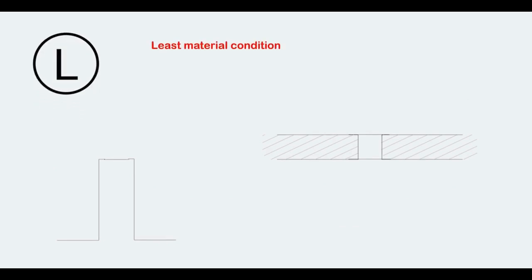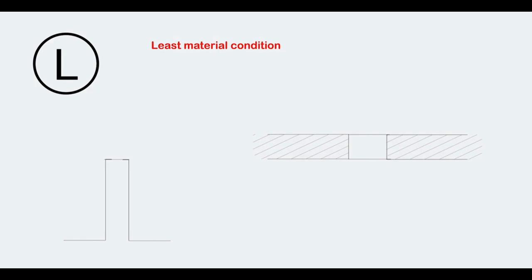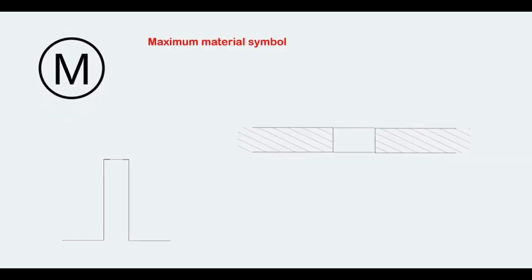For example, the least material condition describes a dimensional or size condition where the least amount of material exists within its dimensional tolerance. That is, for a shaft, its diameter will be the smallest permissible, and for a hole in a workpiece, it will be the largest permissible. The maximum material condition is the opposite of this. It describes the feature of a part where the maximum amount of material exists within its dimensional tolerance. So, the shaft diameter will be the largest and the hole will be the smallest permissible.